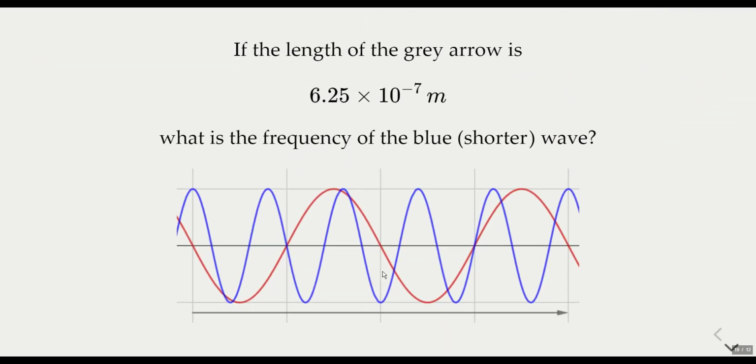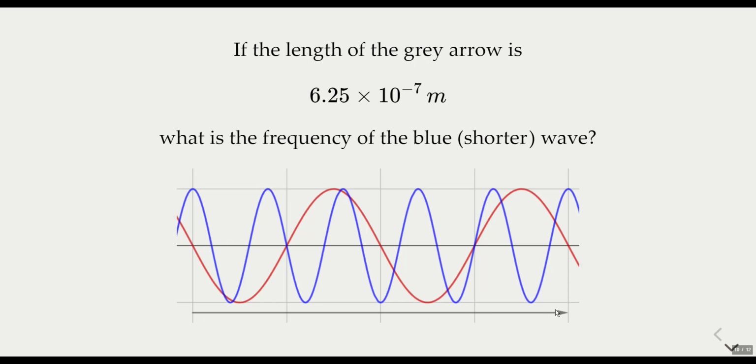So mathematically, let's look at one question. Look at this one here. It's like the ones on the quiz. If the length of the gray arrow, and the reason I have these gray arrows is because in the exercises I give you a little box to show you the length of this arrow as a reference, is 6.25 times 10 to the minus 7th, what's the frequency of that blue, the shorter wave? So you look at that, you say, let me see.